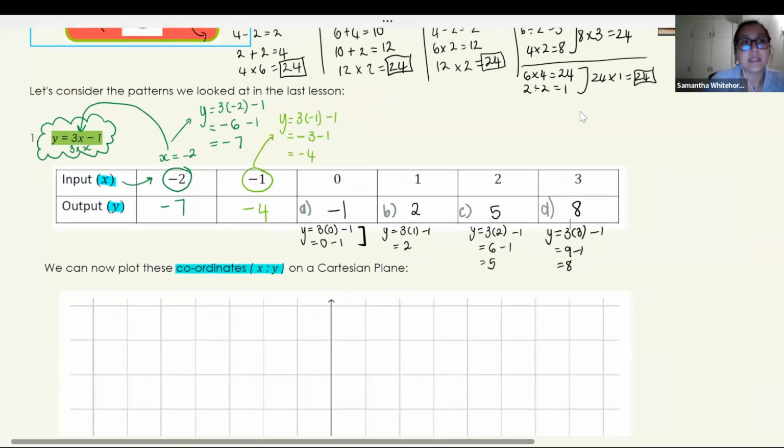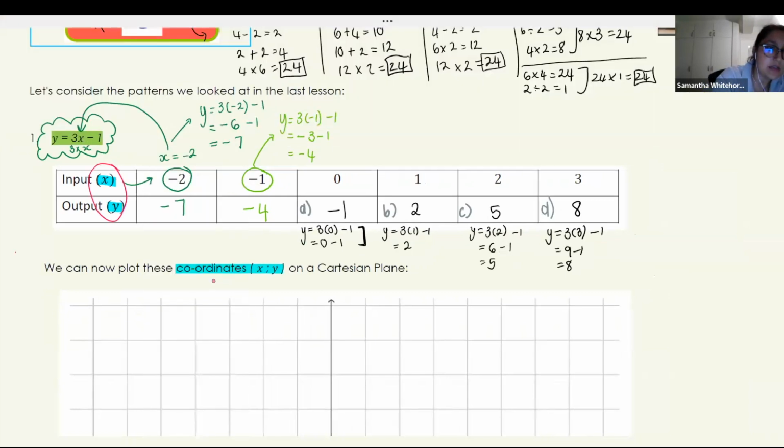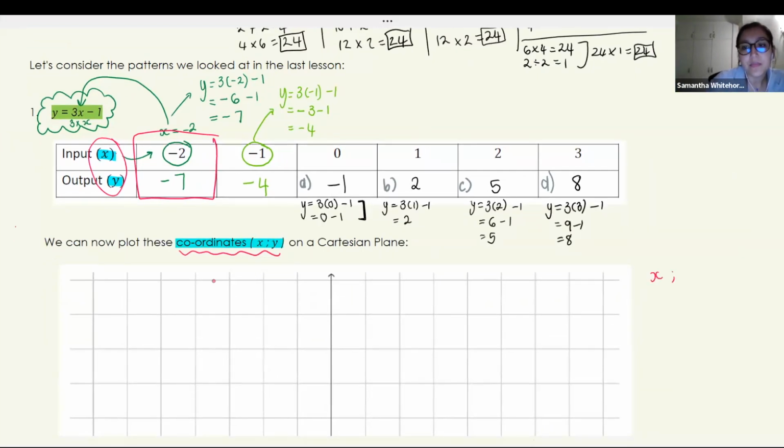What we need to remember is that this table represents coordinates at the end of the day. We've got an X and a Y, and we know coordinates are listed as X, Y pairs. So if we look at our very first column, we know that X was -2 and Y was -7. So I have got my first coordinate that I could potentially plot. If I look at my second column, I had an X coordinate of -1, a Y coordinate of -4. And so what I see is that this table gives me my coordinates that I can go and plot.